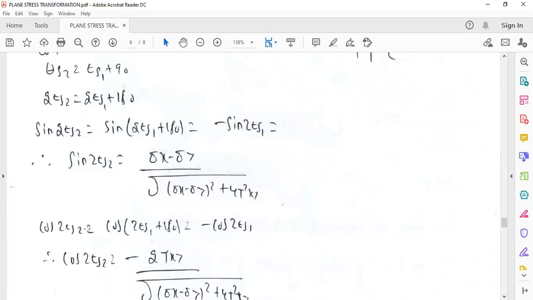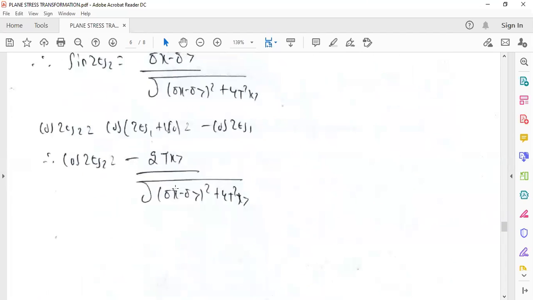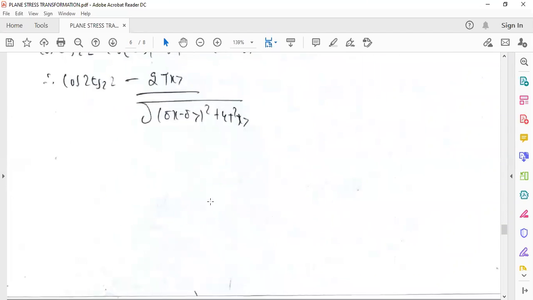Similarly, cos 2 theta s2 is equal to cos of 2 theta s1 plus 180 degree, which is equal to minus cos 2 theta s1, since cos of 180 plus theta is minus cos theta. This will be equal to minus 2 tau xy by this term.